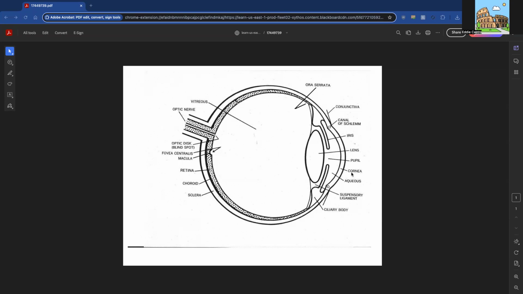And I'll go ahead and have my joke of the day here. So why did the cornea go to therapy? Because it had too much curvature and couldn't stay focused.